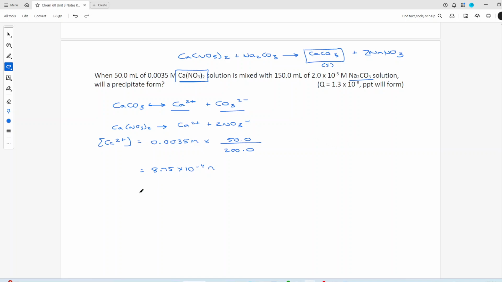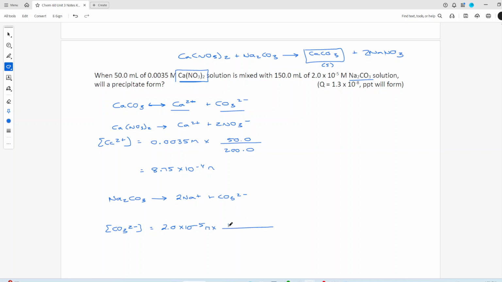Then I'm going to do the same thing to find the concentration of carbonate. So sodium carbonate forms 2 sodium ions and 1 carbonate ion. So again, my molar ratio is going to be the same. So my concentration of carbonate is going to be the same as the sodium carbonate, which is 2.0 times 10 to the negative 5. And then we're going to do the solution dilution.